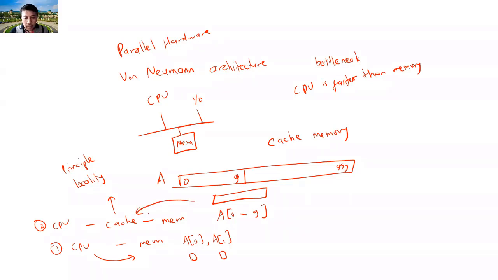But there is an issue with the cache as well. We have cache hit and cache miss. A cache hit means that the data you require is already in the cache memory. A cache miss means that the data you require is not in the cache, so you need to load it again from the main memory.